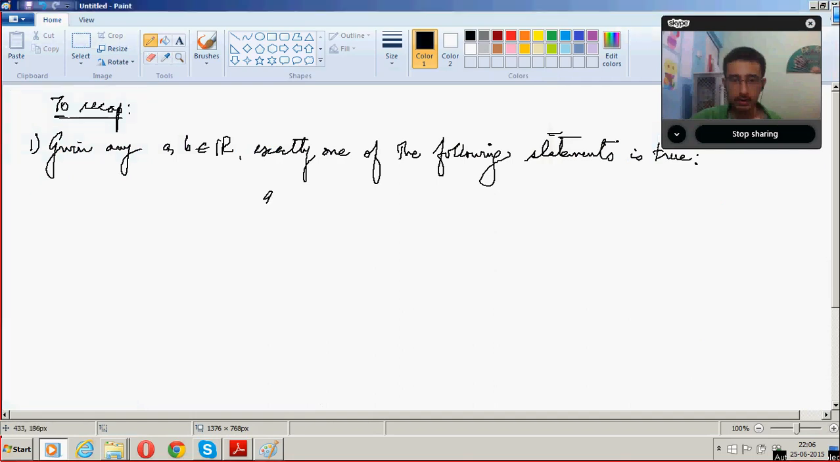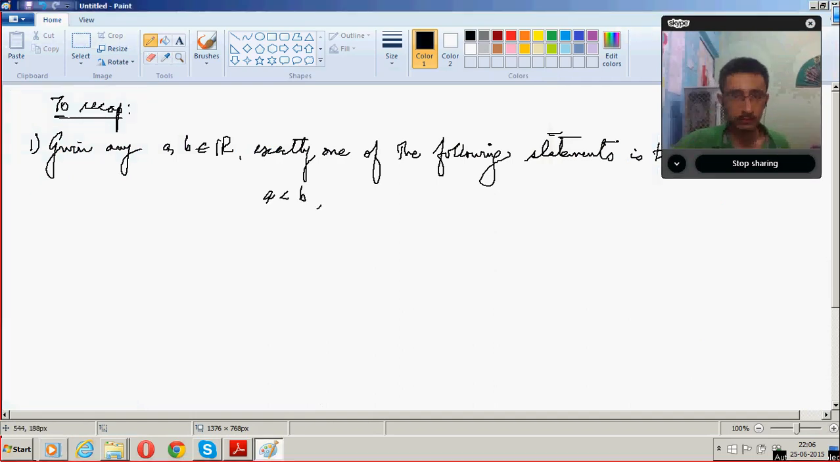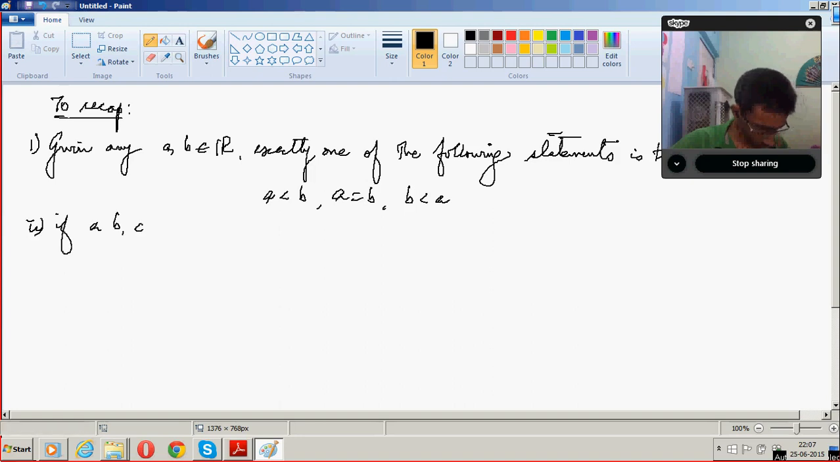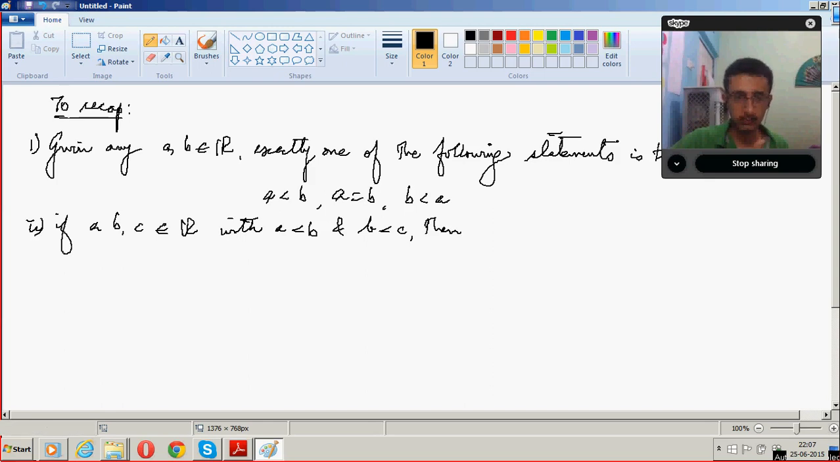Exactly one of the following statements is true: A less than B, A equal to B, B less than A. Number two, if three real numbers A, B, C with A less than B and B less than C, then A is less than C. This is the property of transitivity.